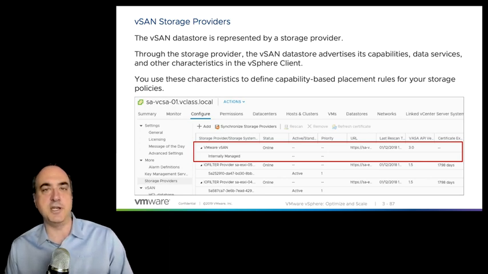vSAN now has what's called an internally managed storage provider. We don't even need to register it. It's automatic, and it's actually registered in vCenter. It's hard to see in our example here. It says internally managed, so that tells us one thing, but it's over here, the URL. That's in our lab environment. That's the start of the vCenter server's URL. You know, compare that to an IO filter, which is definitely a host-based storage provider. So here we see the start of the URL that represents an ESXi host. But the vCenter server is yours internally managed for vSAN.